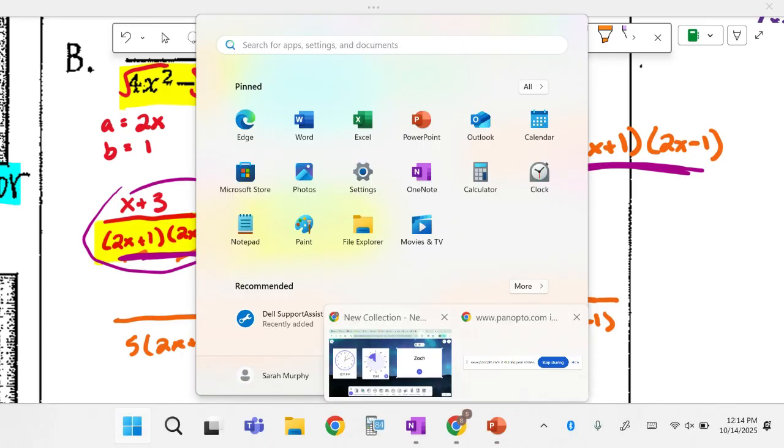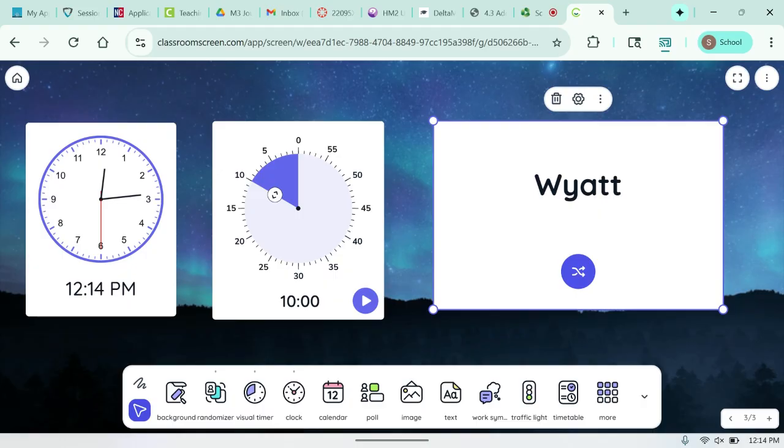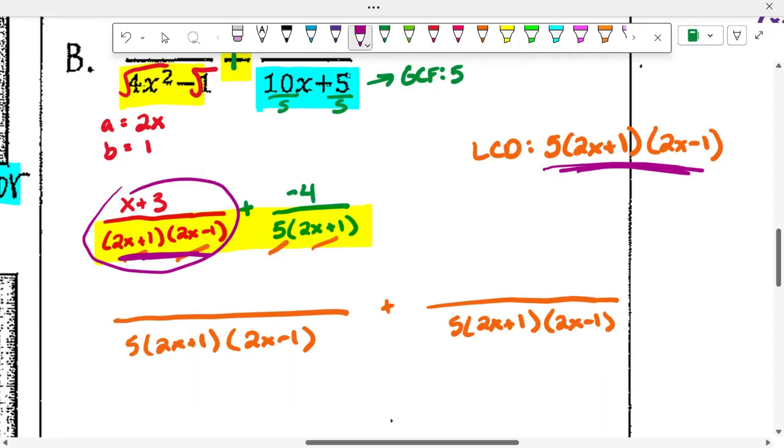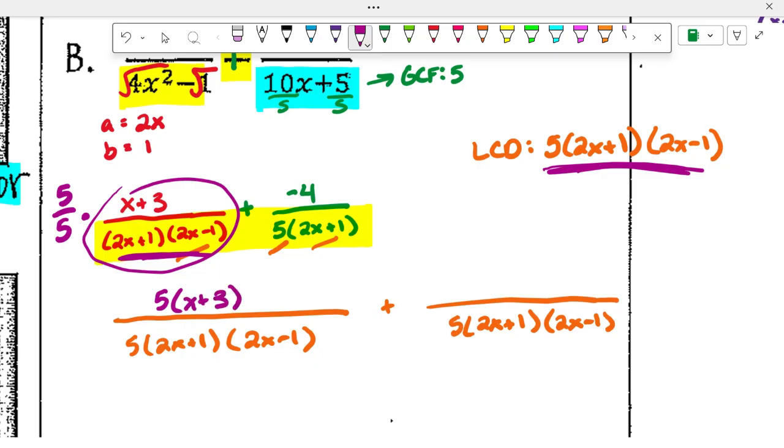Let's go with Wyatt. So if we look at the first fraction here, if I'm looking at this denominator and my least common denominator, what's missing? The 5. So that means I'm multiplying top and the bottom by 5. So we already multiplied by the 5 on the bottom, so this will be 5 times x plus 3, sorry.